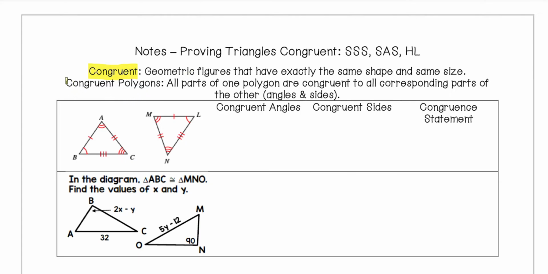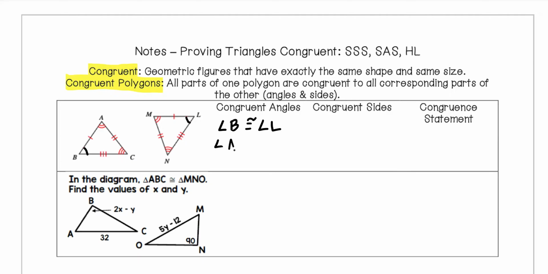congruent. In congruent polygons, all parts of one polygon are congruent to all the corresponding parts of the other, so the angles and the sides. We can use this knowledge to mark up these congruent figures and talk about what parts are actually congruent. You can see the tick marks on the sides and the arcs on the angles. For example, B and L in our two triangles both have one arc, which means that angle B would be congruent to angle L.